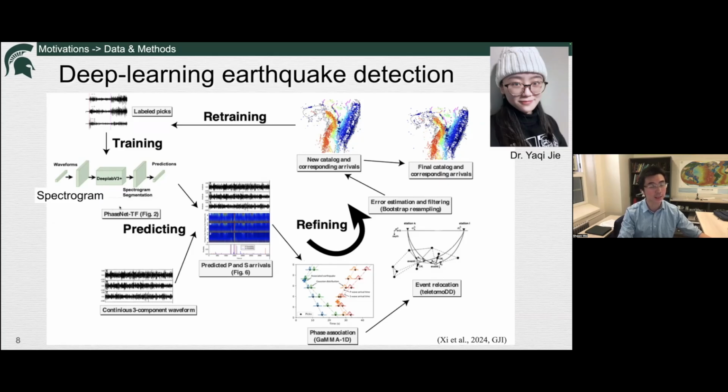We developed a new technique called FaceNet-TF that focuses on the spectrogram to detect earthquakes. It turns out it's very useful for detecting earthquakes recorded by OBSs, because we know that horizontal channels of OBSs are always noisy. So it is more effective to look at signals in the time-frequency domain. That's why it's called TF. From there we have a better earthquake catalog.